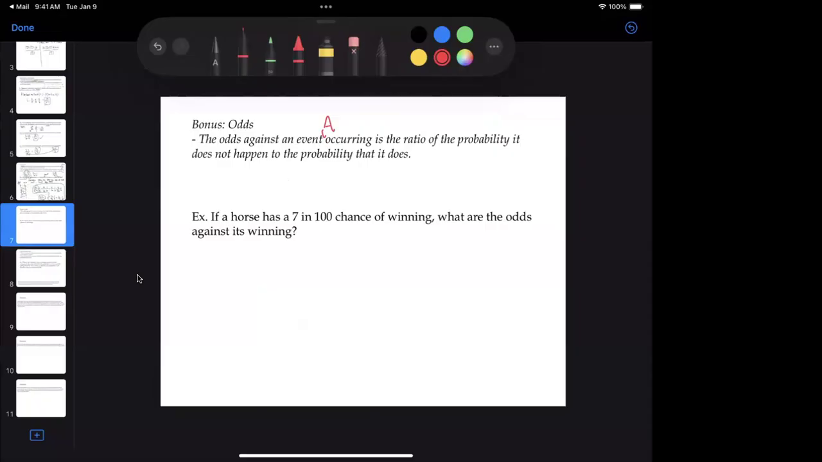So most of the time odds are a ratio, right? I'm going to do an example. If a horse has a 7 in 100 chance of winning, so that's a 7 out of 100 probability, what are the odds against its winning?